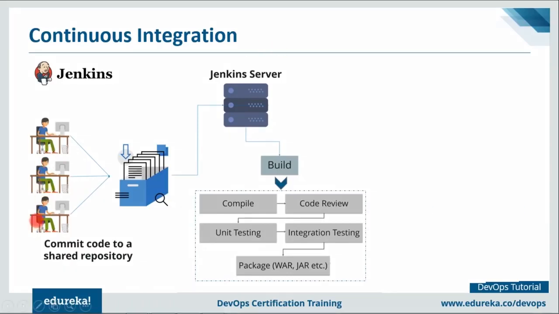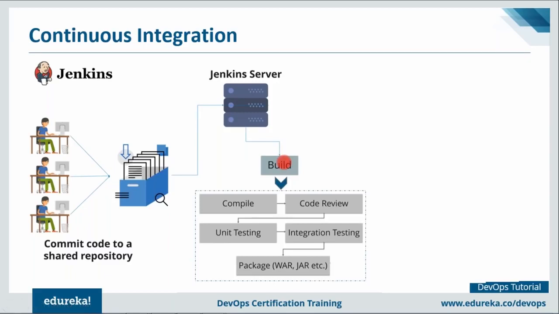So here we have multiple developers writing code for a particular application, and all of them are committing code to a shared repository, which can be a Git repository or a Subversion repository. From there, the Jenkins server, which is nothing but a continuous integration tool, will pull that code the moment any developer commits a change in the source code. Jenkins server will pull that and prepare a build. Now, as I have told you earlier as well, build does not only mean compiling the source code.